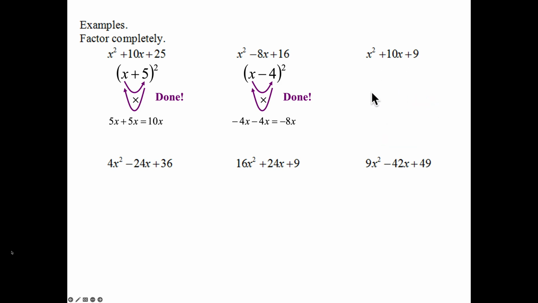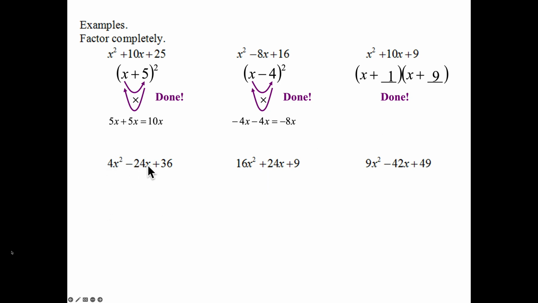There's a good indicator then that it's not a perfect square trinomial. Erase your work. We'll do this the old-fashioned way. We've got a plus 9. The signs are the same. X plus something, x plus something. What two numbers multiply to be 9 and add up to be 10? 1 and 9. Now we're done.